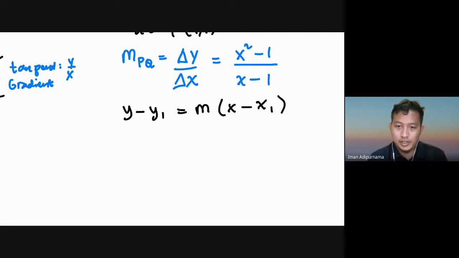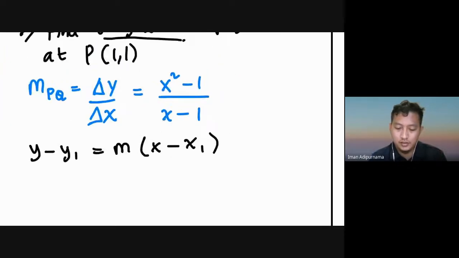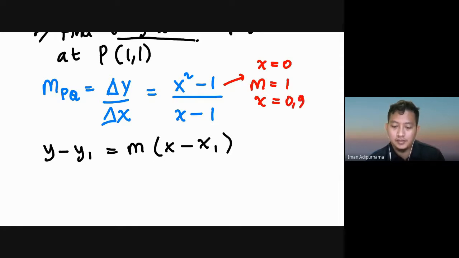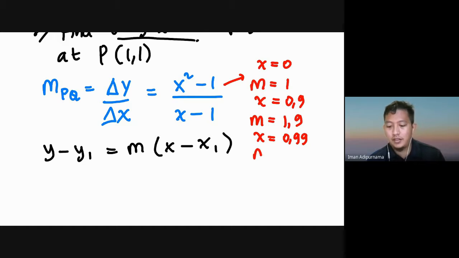Now, if we check from here, if x is 0, then the gradient will be 1, right? If x is maybe 0.9, the gradient is going to be 1.9, right? If you check, and if you make it 0.99, your gradient will be 1.99.